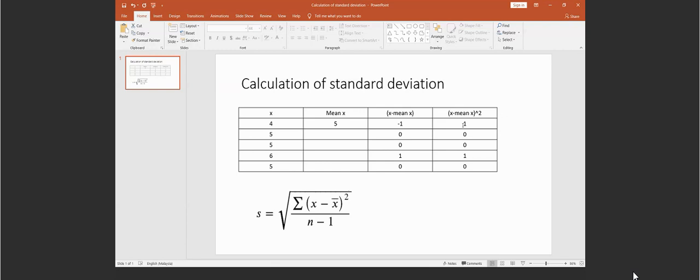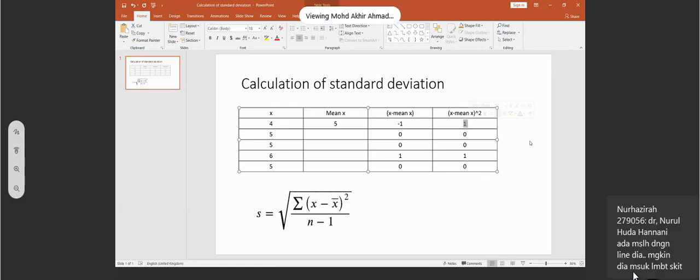Cuba kita tanya Nurul Ain. Ya. Okay, Nurul Ain, macam mana kita dapat 1 di sini? Macam mana kita dapat nilai 1 di situ? Minus 1, patutnya minus 1 power by 2 kita dapat 1. Ya. Okay, thank you.